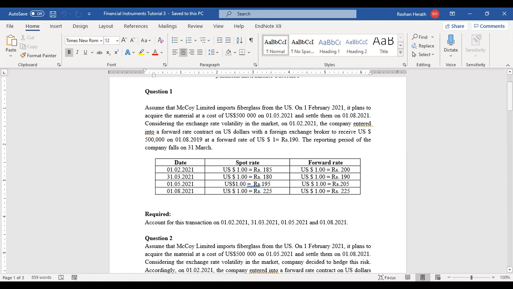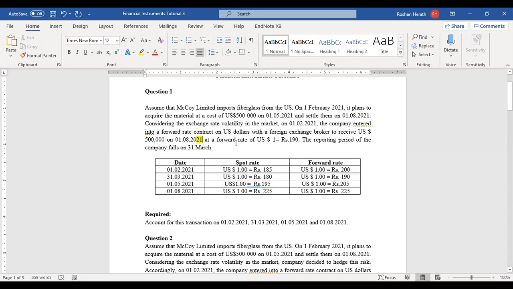This is acquired on credit basis. Hence, this particular supplier has allowed you a credit period of 3 months. So altogether, from 1st of February 2021, it's a 6-month time. Considering the exchange rate volatility in the market on 1st of February 2021, the company entered into a forward rate contract on US dollars with a foreign exchange broker to receive US dollars 500,000 on 1st of August 2021. Sorry, mistaking the date.